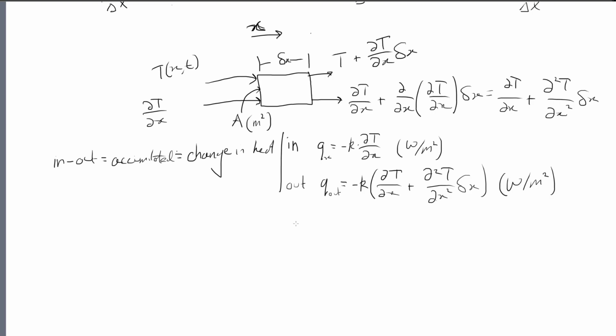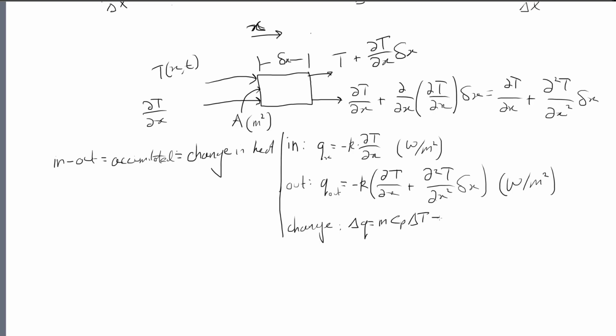So now let's define our change. Our change is going to be what you know from basic thermodynamics, and that's that delta Q, which is the heat within the control volume, is going to be equal to m Cp delta T. And that delta T is the change in temperature between the outlet and the inlet.